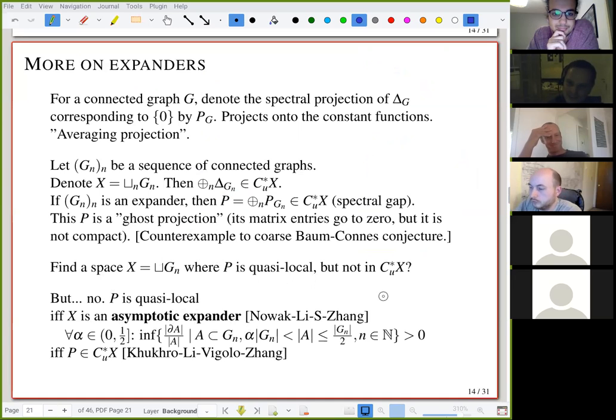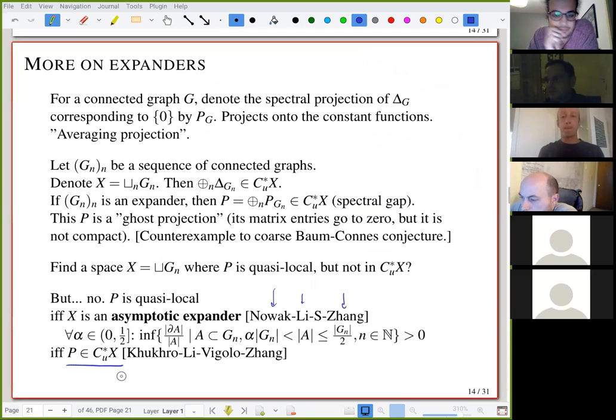But yeah, so this was in the paper with Piotr Nowak, Kang Lee, and J Zhang. Okay, I'll explain what that is in a bit. And turns out that's actually equivalent to P being in the row algebra. So that's another paper where I'm not on. So I'm not on this work. It's by Anna Chuchro, Kang Lee, Federico Vigolo, and J Zhang. So there is an intersection, but yeah.